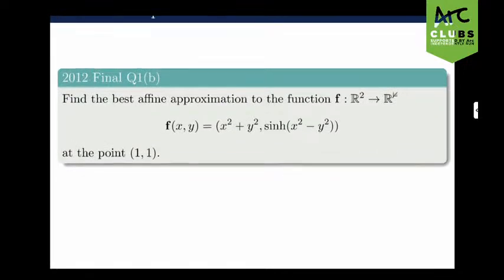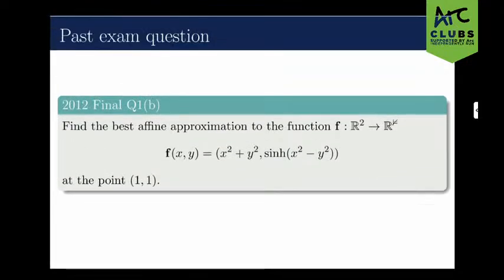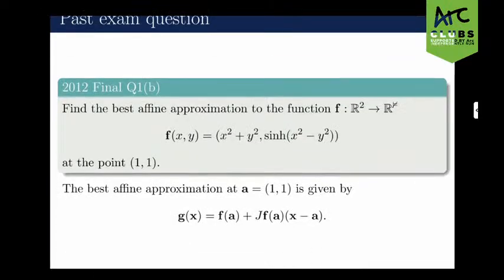Alright, so we've got a past exam question. This is actually very simple. That should say 2. Okay, so find the best affine approximation to this function. All we actually need to do is use that thing that we had above. So the affine approximation g of x is equal to the function evaluated at the point A, which in this case would be 1, 1, plus this thing over here. So this is basically solving into this formula.